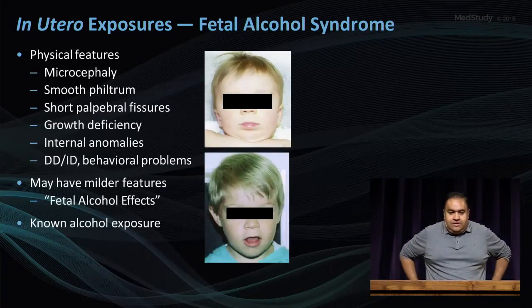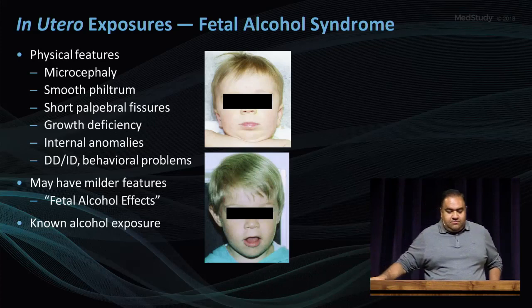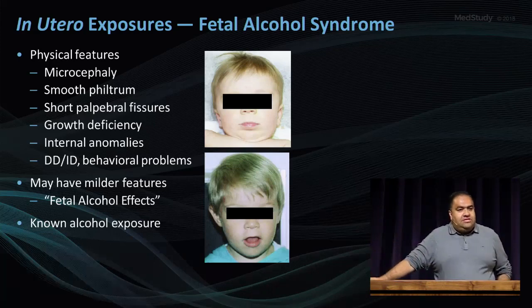Fetal alcohol syndrome: microcephaly, the smooth philtrum right above the lip, short palpebral fissures, growth deficiency. These are usually very difficult to see in utero or right after birth and recognize in infants, particularly if the infants are premature and mom had a high risk of exposure to alcohol. These are sometimes not very easy to see, and we don't notice these differences until the child becomes closer to school-bearing age and is having a lot of developmental difficulties.